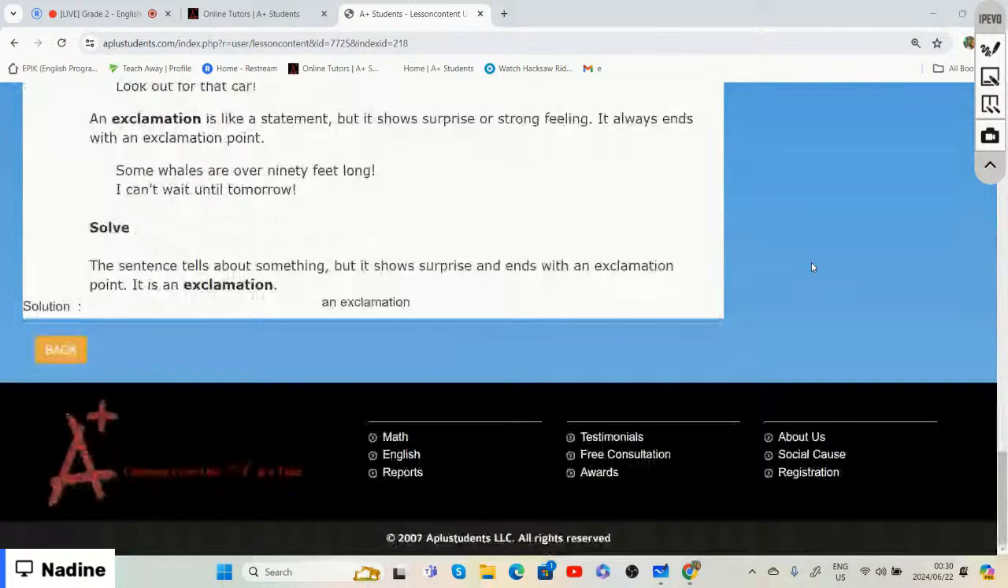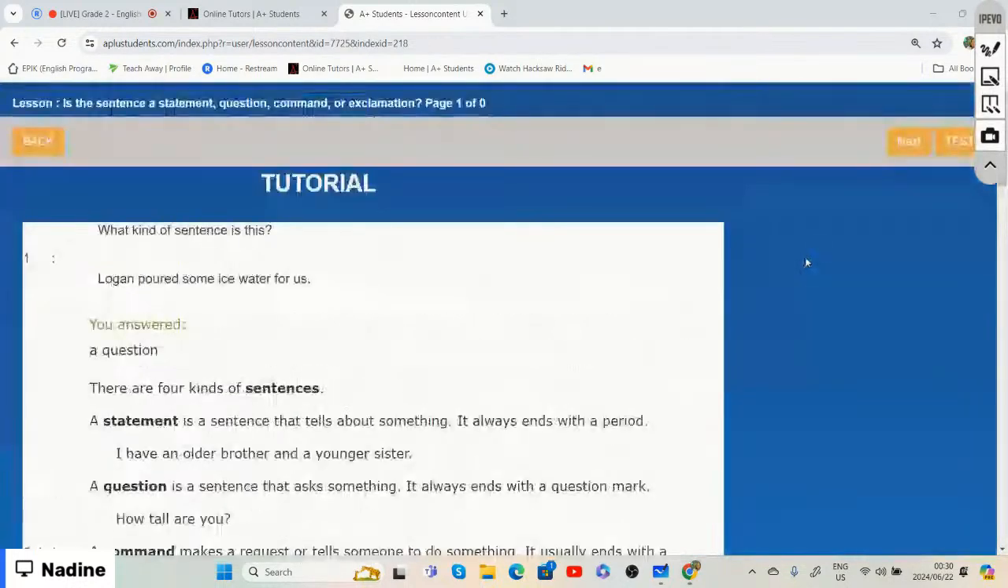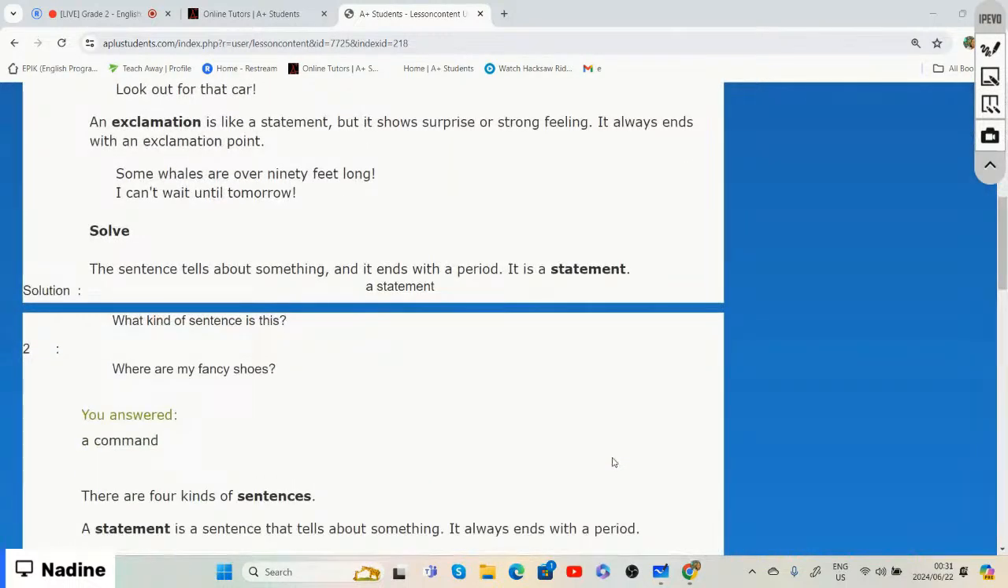All right. So now we are going on to our test, where we are going to say: is the sentence a statement? Is the sentence a question? Is it making a command? All right. Let's go to our test.